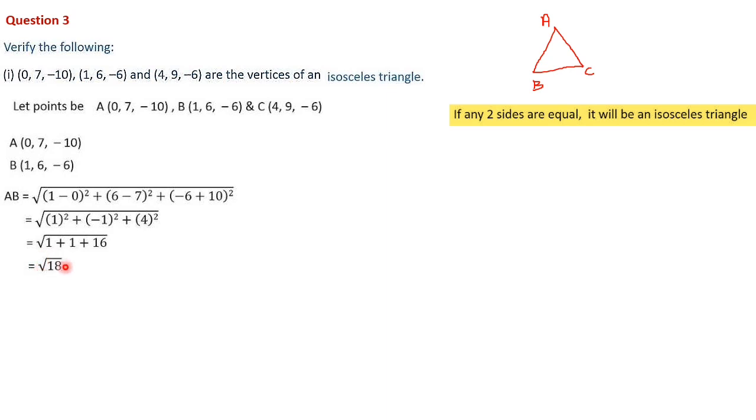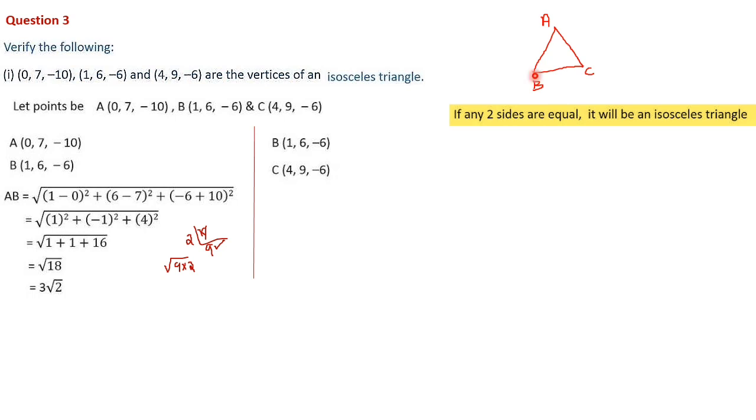Root 18 we can simplify, because 18 contains a 9. When you factorize 18 with 2, it gives 9. 9 is a perfect square. So root 18 we can write as root of 9 into 2. We know root 9 is 3, so 9 comes out as 3. So 3 root 2 is the length of AB. Then next we will go with BC.